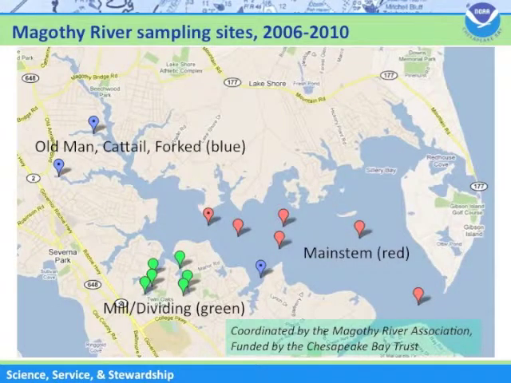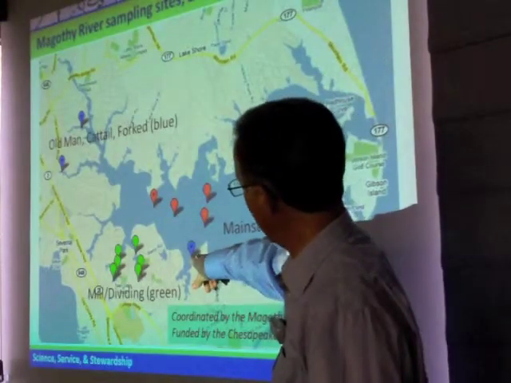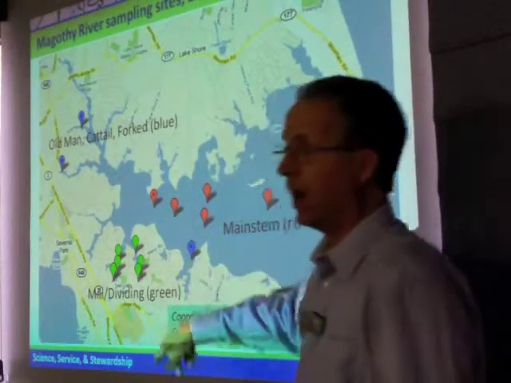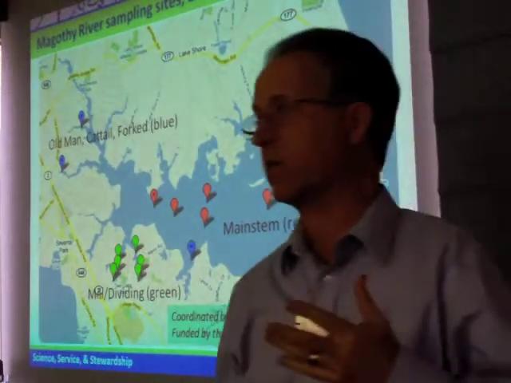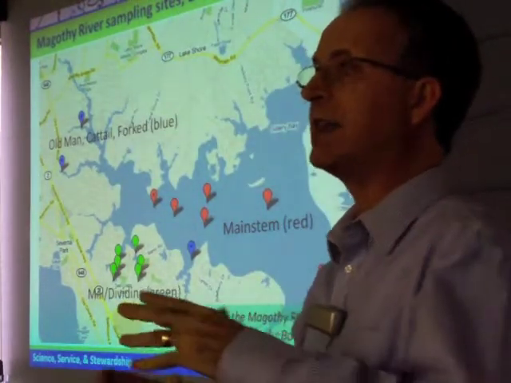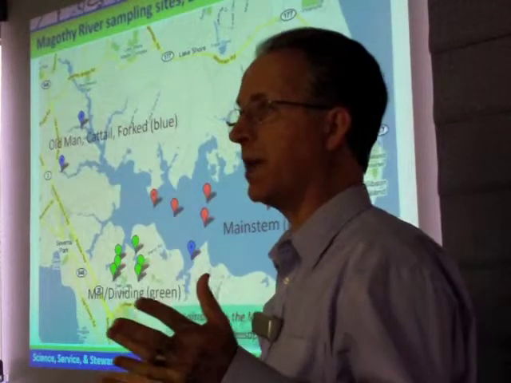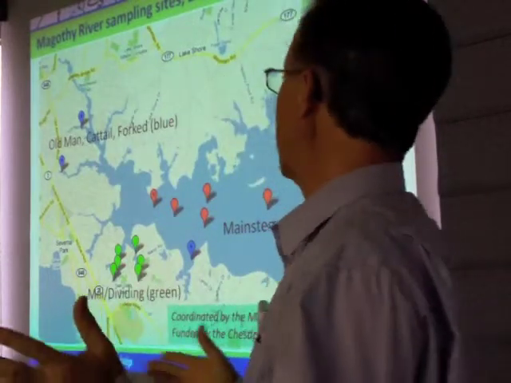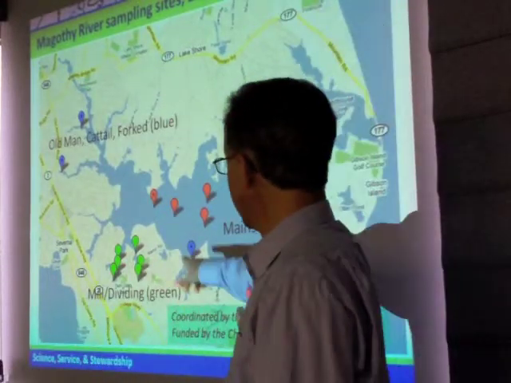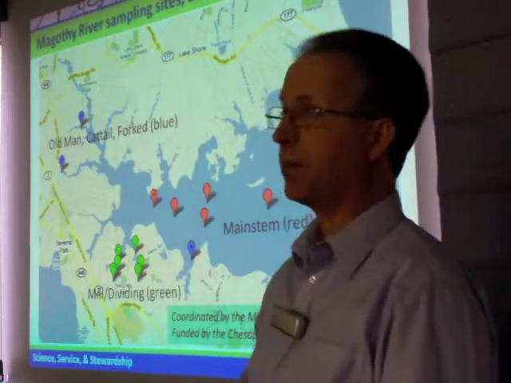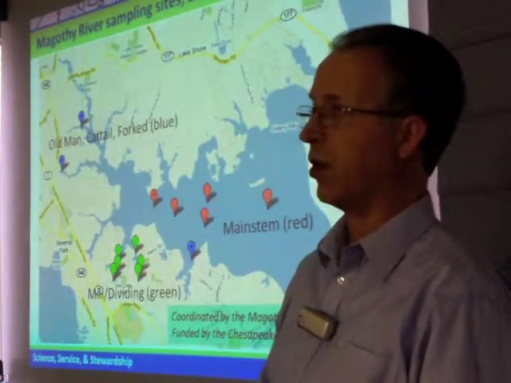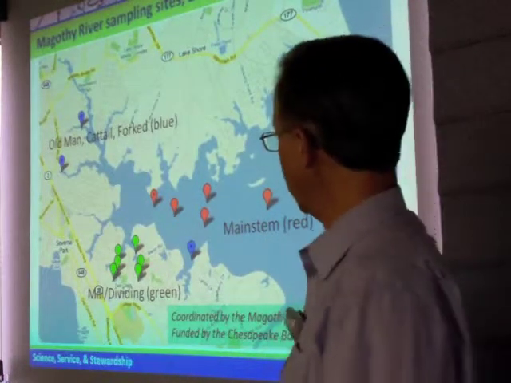The blue symbols are the ones that I've sampled since 1991 or 1992. Old Man and Cattail Creeks are the 2 upper creeks. I live on that peninsula. And then there's one site on Forked Creek way down here, which looks kind of lonely, but it's because we did a very extensive boat-based monitoring from 92 to 96. And I decided to continue one of those sites at a pier nearby. So that's sort of a holdover on the lower river.